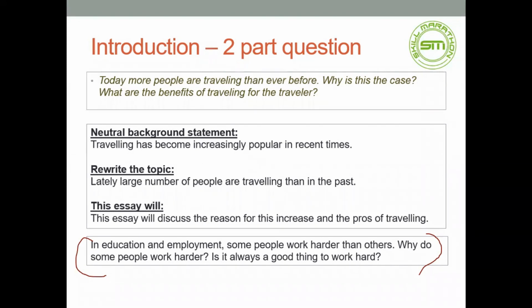Why do some people work harder? Is it always a good thing to work hard? So they don't want you to discuss pros and cons. Just mention whether it is always important to work hard, and explain that. That's what you have to do.